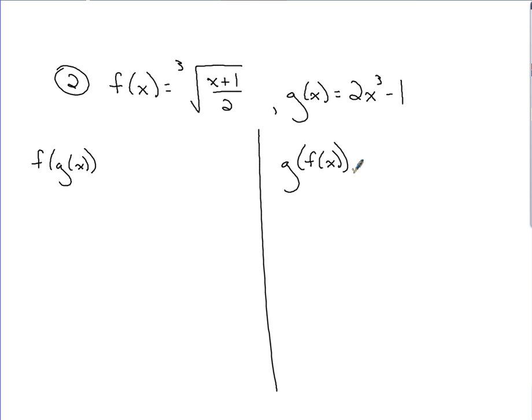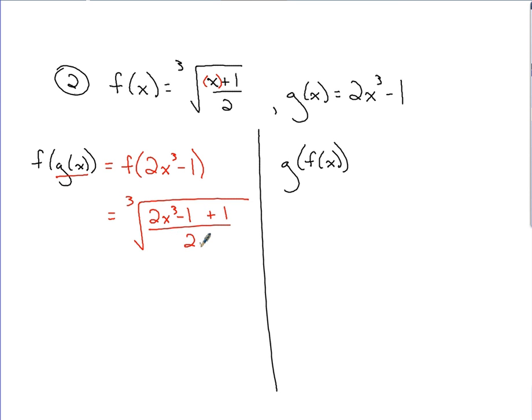Starting with f of g of x, working from the inside out. g of x is defined as 2x cubed minus 1. So 2x cubed minus 1, that's what we're going to plug into our function for f. We take that 2x cubed minus 1, plugging into our function for f wherever we see an x. We see that 1x up here. So we replace that x. And as we replace that x, we would have the cube root of 2x cubed minus 1, replacing the x, plus 1 all over 2.